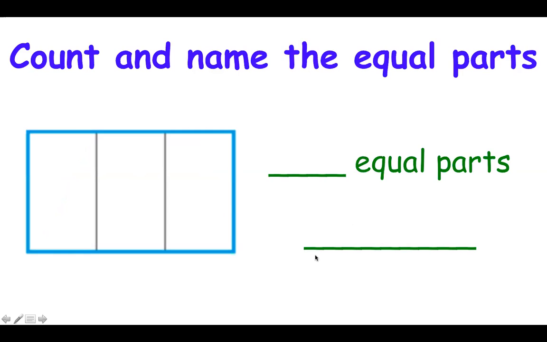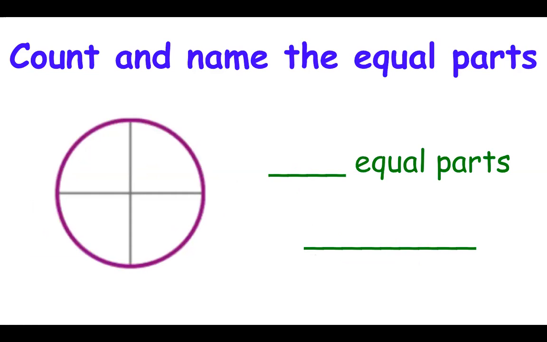Count and name the equal parts. Pause the video and try to answer now. All right, very nice. This has three equal parts, 1, 2, 3. So if there are three equal parts, we would call them thirds. Very good. Let's try another one. Count and name the equal parts. Go ahead, pause the video and try this one on your own. Very good. This circle is broken up into 1, 2, 3, 4 equal parts. And so the parts are called fourths.